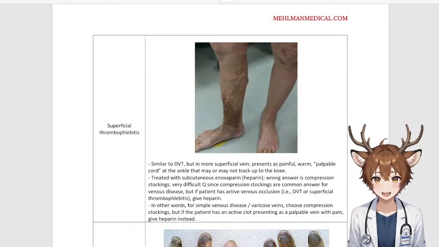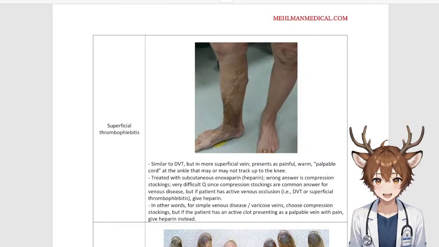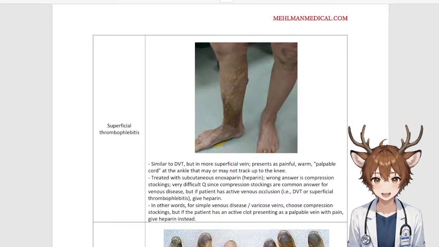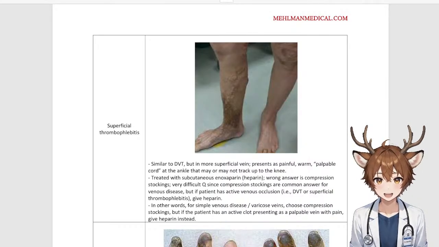In other words, for simple venous disease / varicose veins, choose compression stockings, but if the patient has an active clot presenting as a palpable vein with pain, give heparin instead.